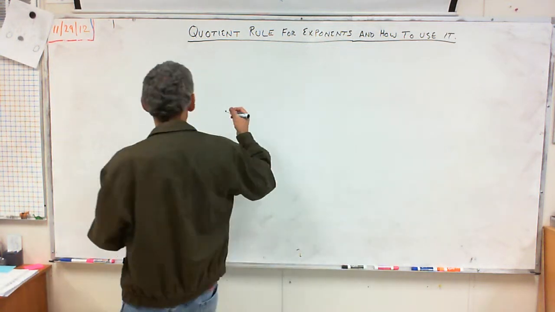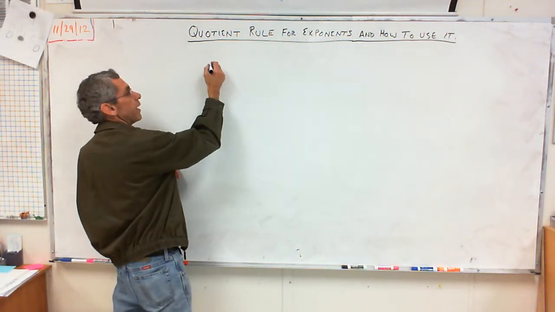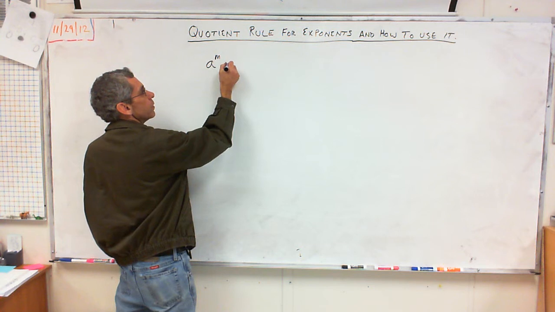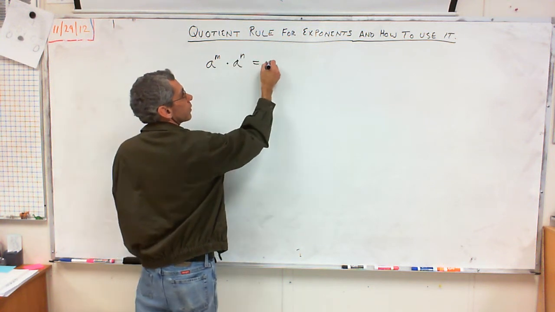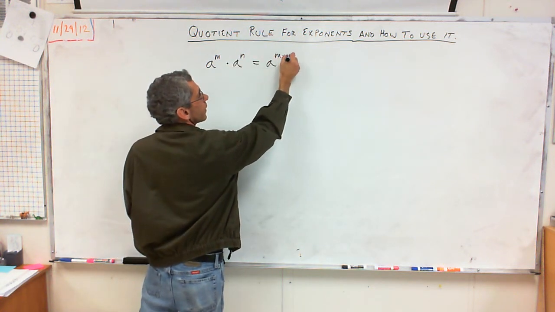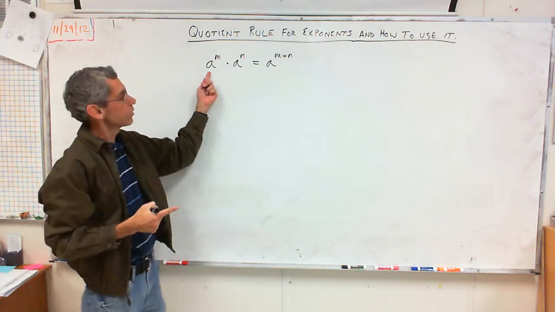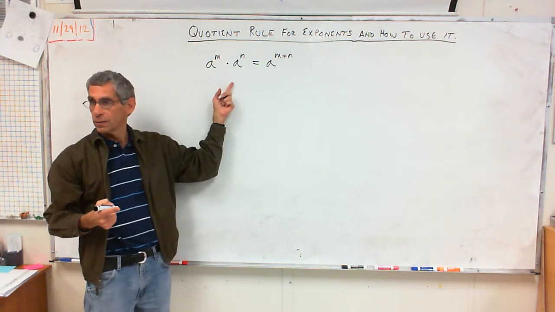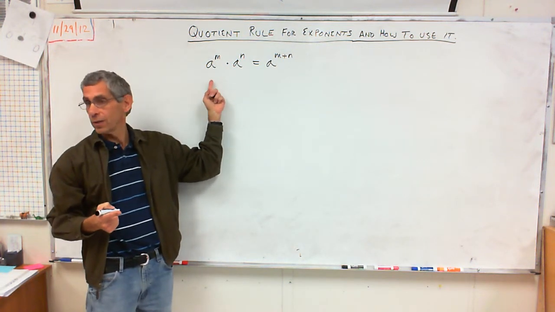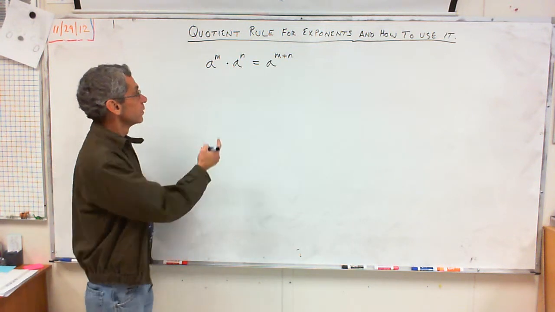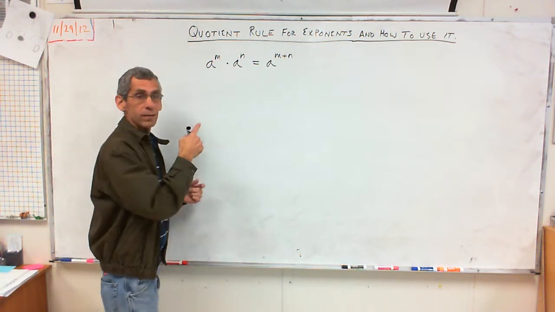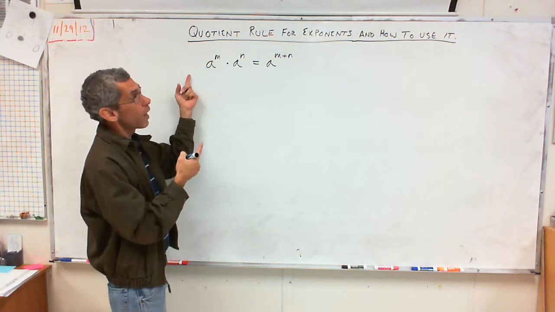But we know the first one we learned was this: a to the m times a to the n equals a to the m plus n. You're adding the exponents as long as they're the same base, right? The a has to be there in both of them. Then you just add the exponents, and that's called the product rule.